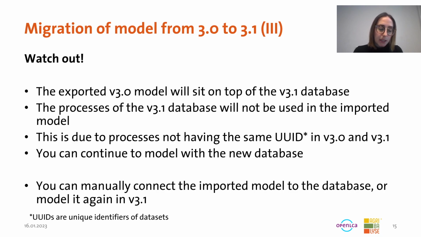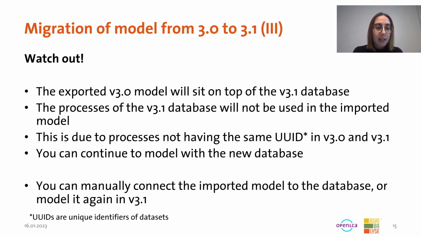This is because in the new AGRIBALYSE, the processes that might be the same as in the previous AGRIBALYSE have different UUID numbers, and therefore the system thinks that it's a different process. A UUID is a unique identifier of that process. So you have imported your model into the new database. It works already fine. You're at the same point as you left it, and now you can be using the new processes to continue your modeling.